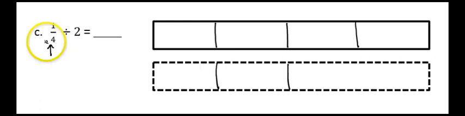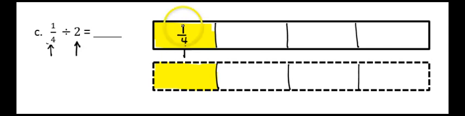Here's another example. This time I'm going to start with 1/4, and I'm going to divide it by 2. So I'll divide my top tape into 4 equal pieces to show the fourths. I'll do the same on the bottom tape, and I'm going to shade in 1/4 on each of those. So I have 1/4. I'm going to divide it into 2 equal groups, and I'm going to do that in the tape below it. So I'll divide that into 2 equal pieces.